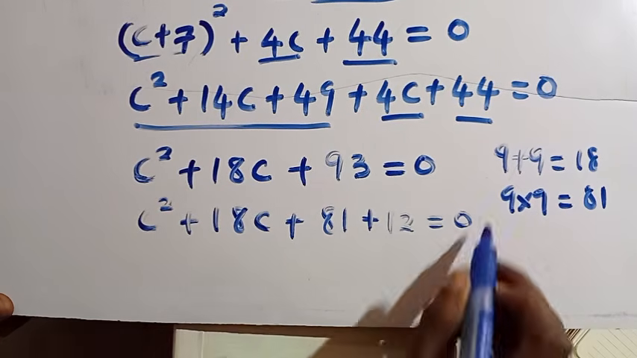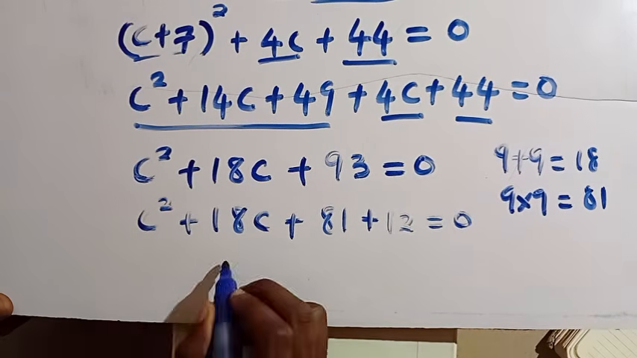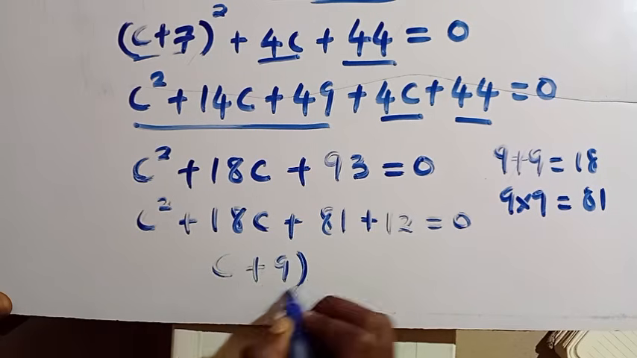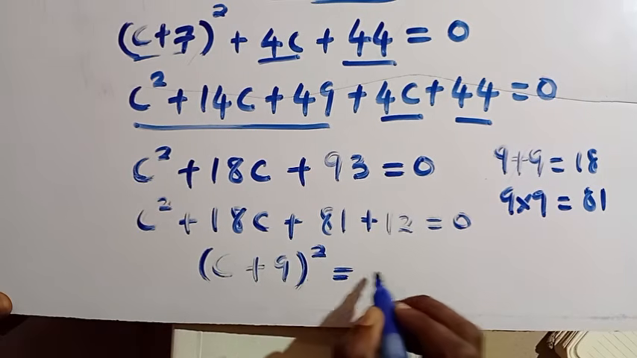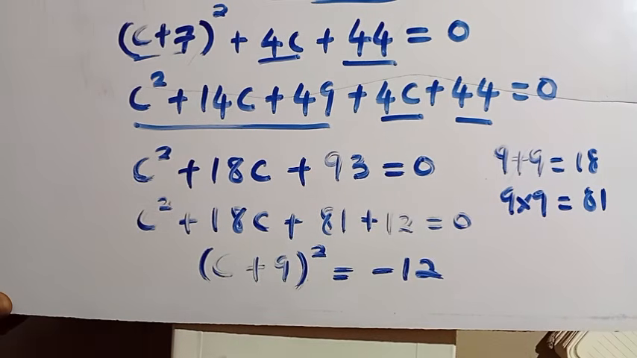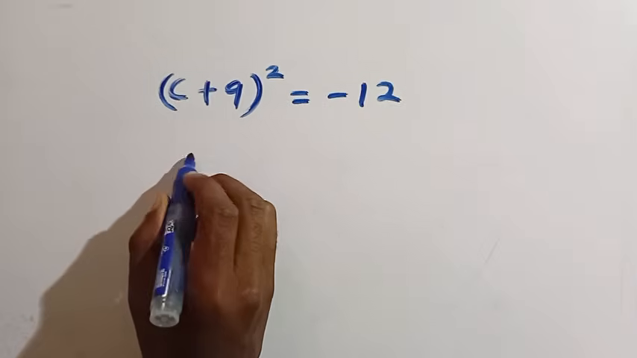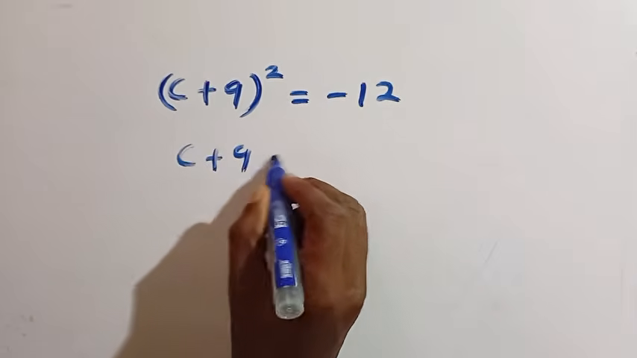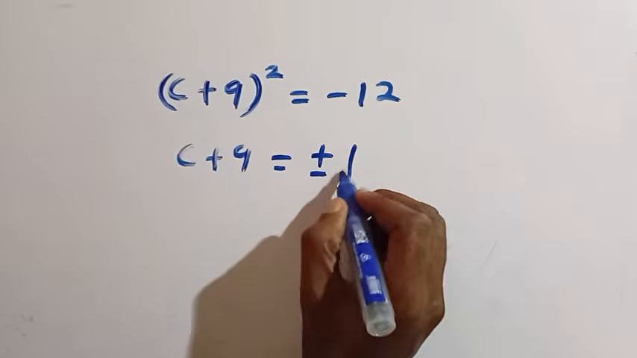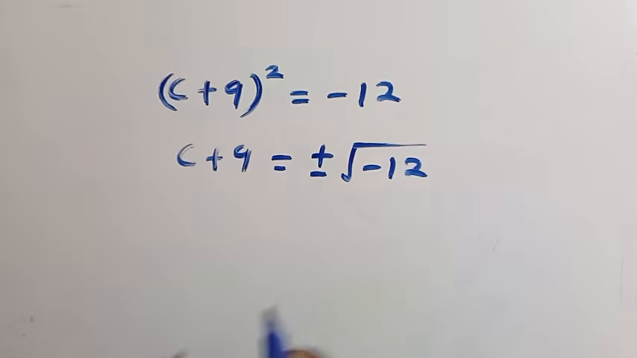So by taking this 12 to the other side, we rewrite this as (c plus 9) raised to power 2 equals minus 12. I think this makes sense. So let's continue. Then by taking the square root of both sides, we are going to have c plus 9 equals plus or minus square root of minus 12.